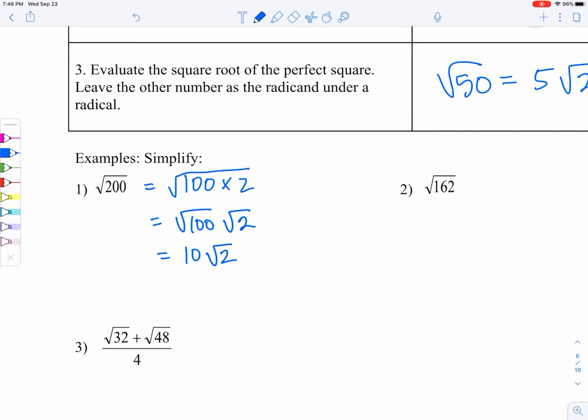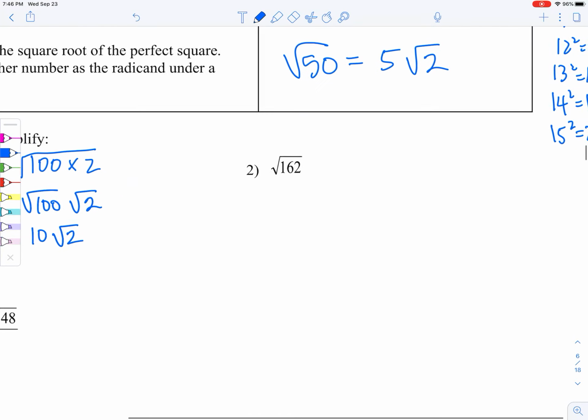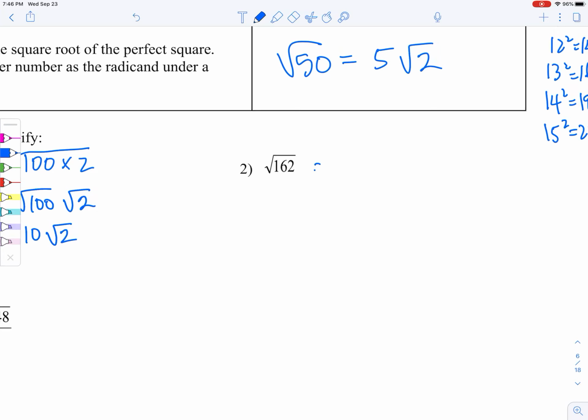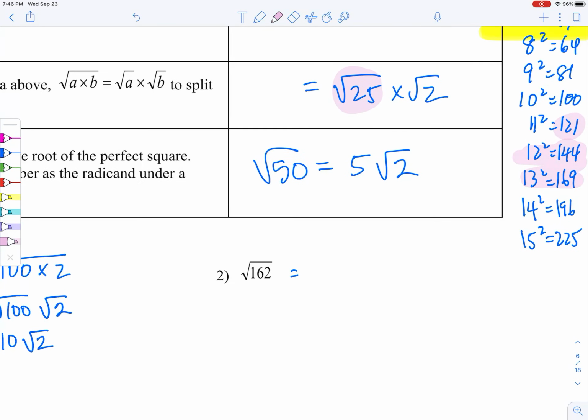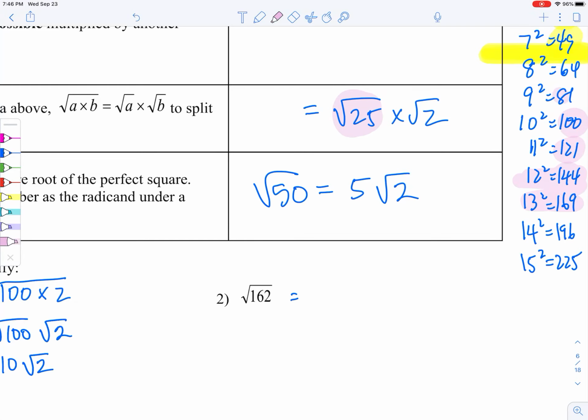Square root of 162. So 162 is going to be in between these guys. 144 can't divide into 162. 121, nope. 100, nope. 81, yes. Okay, so 81 goes into 162 2 times, which means I can write it as root 81 root 2, or 9 root 2.